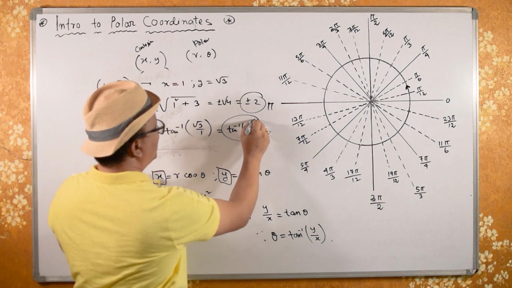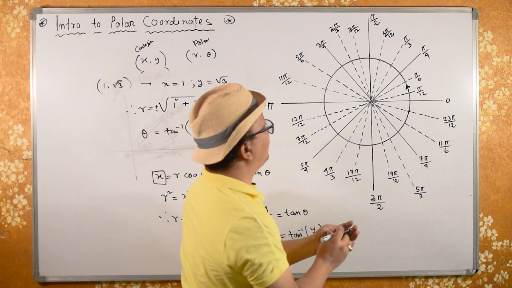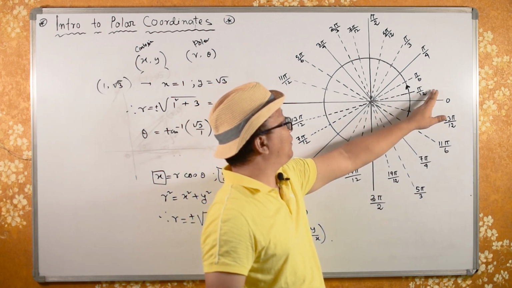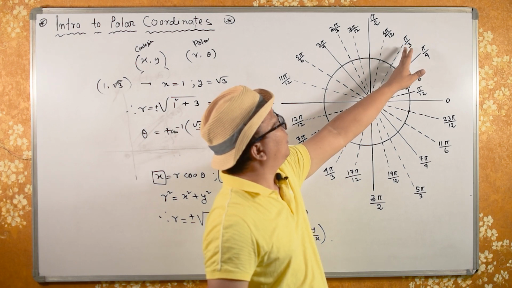Cartesian to polar. Here you have standard angles. Here you have 0 degree. From here you can say 0, 15, 30, 45, 60.